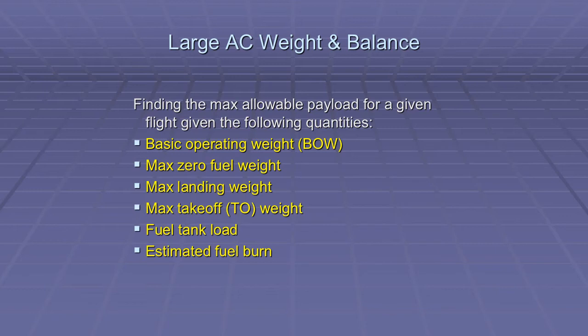We will work through an example of how to find the maximum allowable payload for a given flight when we have the following known quantities: the basic operating weight, the maximum zero fuel weight, the maximum landing weight, the maximum takeoff weight, the fuel tank load, and the estimated fuel burn.